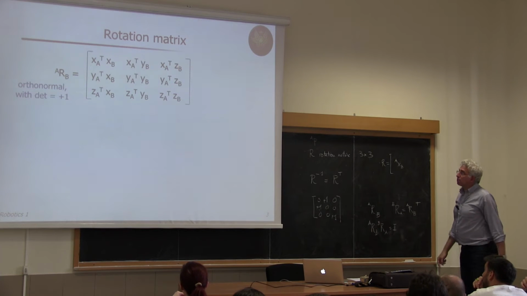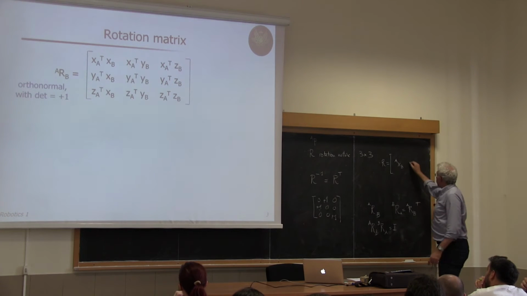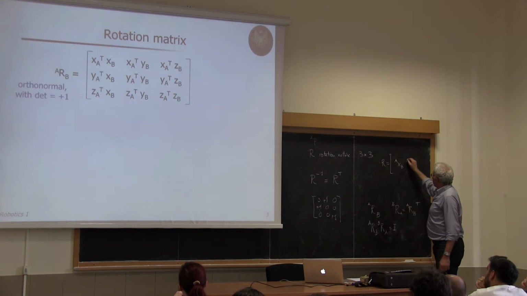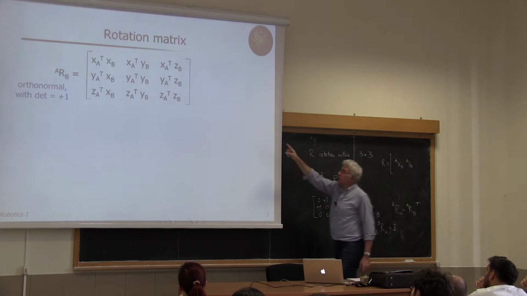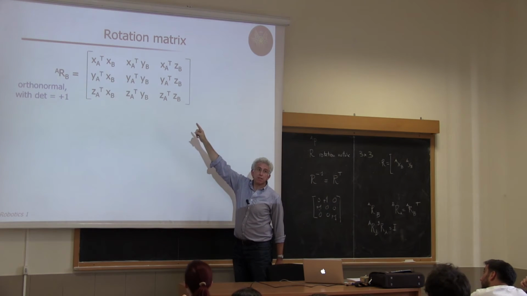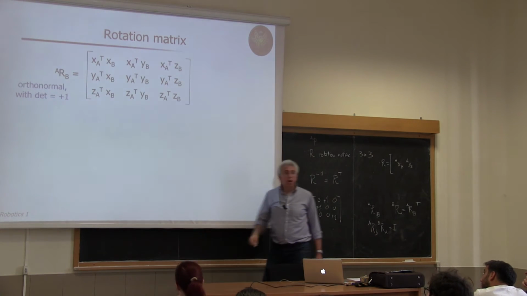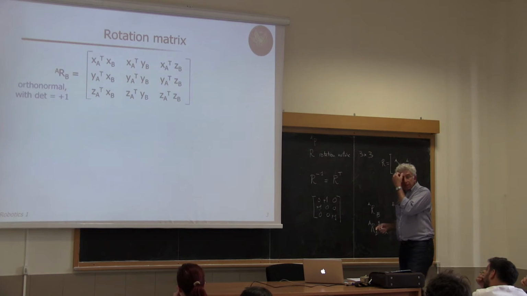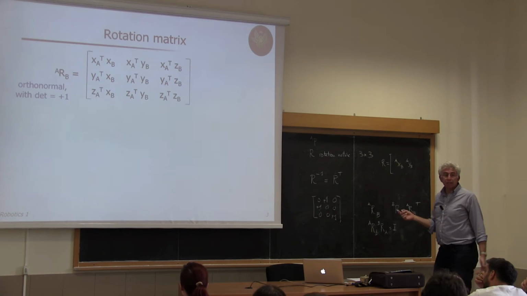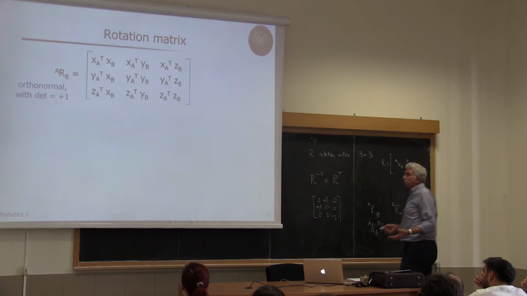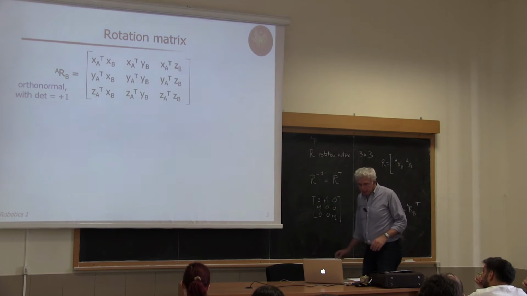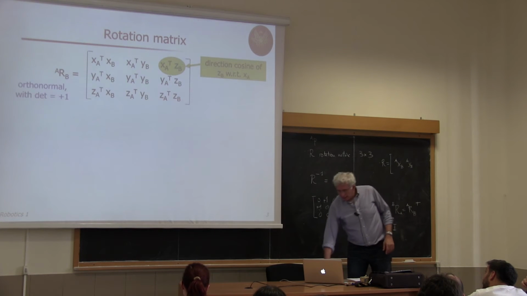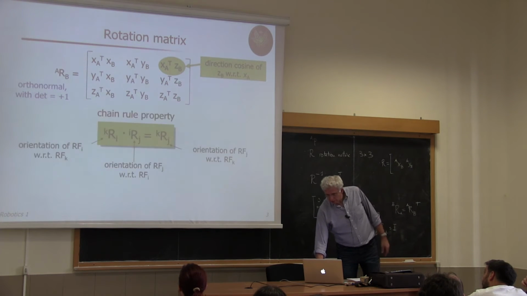Same for the second column. This is the unit vector yb expressed in frame A, which means that I project and do the scalar product of yb with the unit vector x of the frame A, and then with unit vector y of frame A, and then unit vector z of frame A. And same for the last one. Okay. The result is an orthonormal matrix with determinant +1. And this is one, for instance, just to remind that.